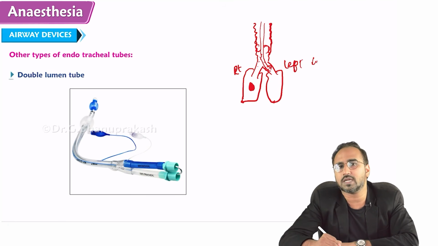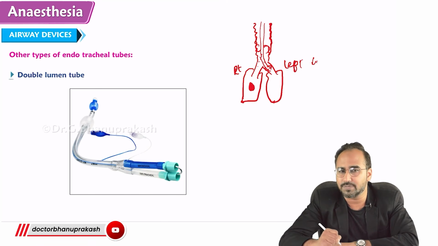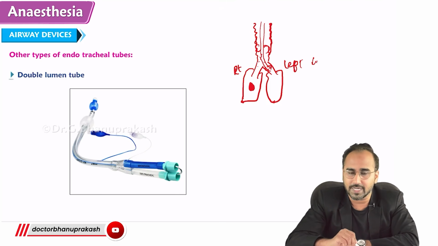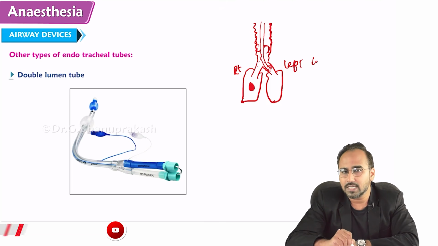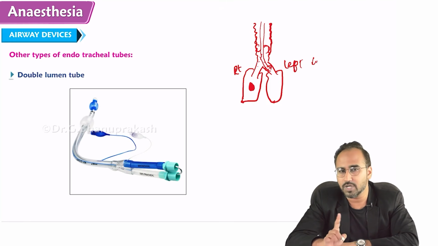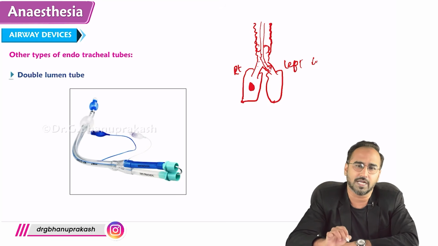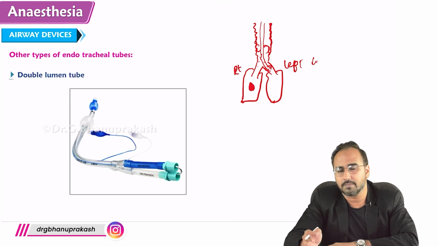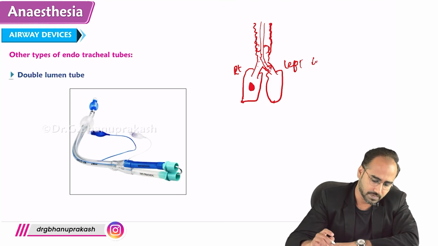How will you determine the correct placement of the double lumen tube? Double lumen tube placement can be determined by, now don't tell me capnography. Capnography is used for endotracheal tube. Double lumen tube placement can be confirmed by fiber optic bronchoscope.